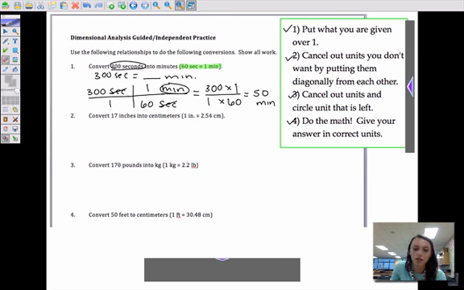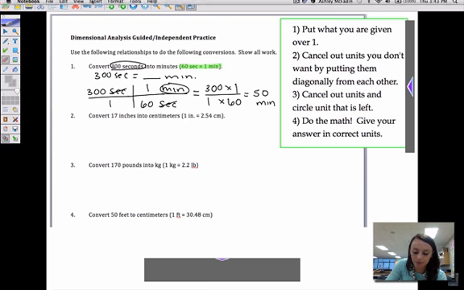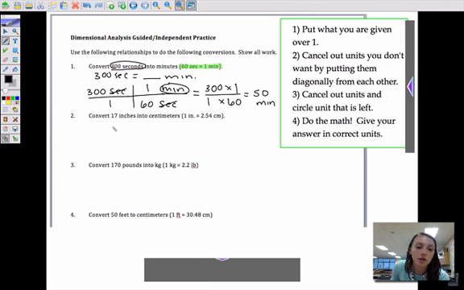We're going to erase our little check marks so we can do another problem. Our next problem says convert 17 inches into centimeters. I'm given the conversion factor right here. I'm given 17 inches. We want to turn 17 inches into centimeters. So I'm going to write what I'm given, which is 17 inches over 1.